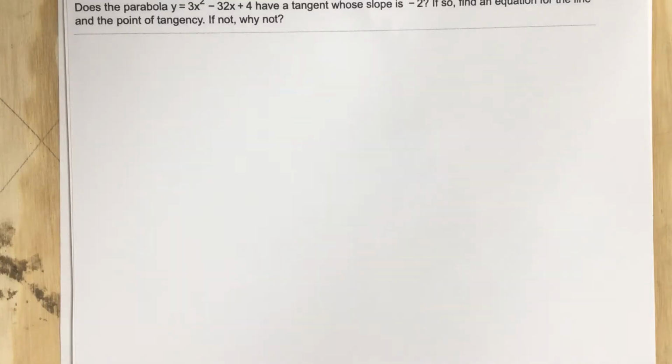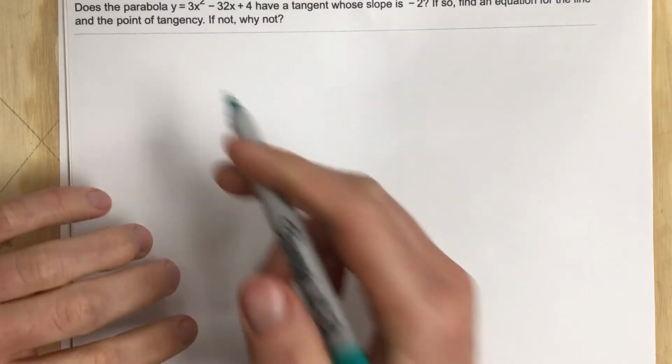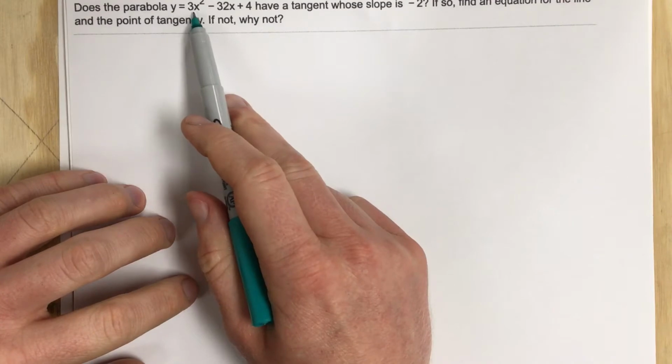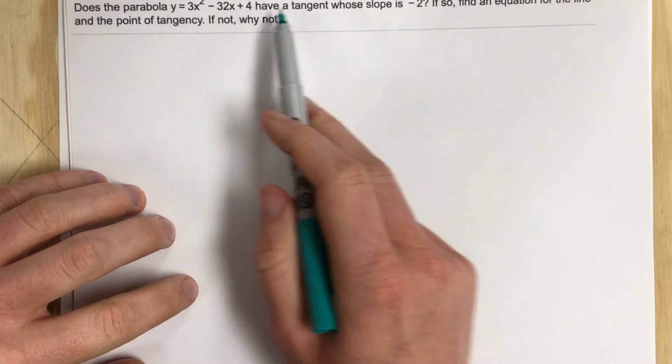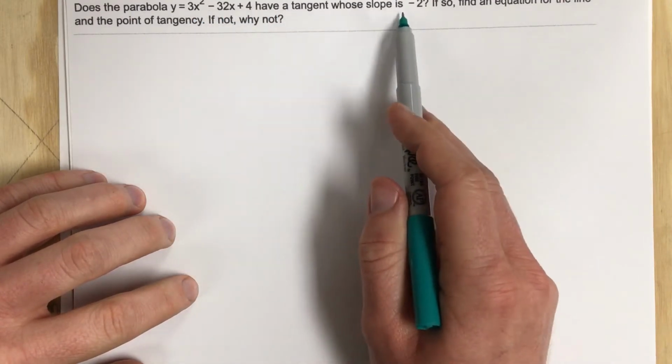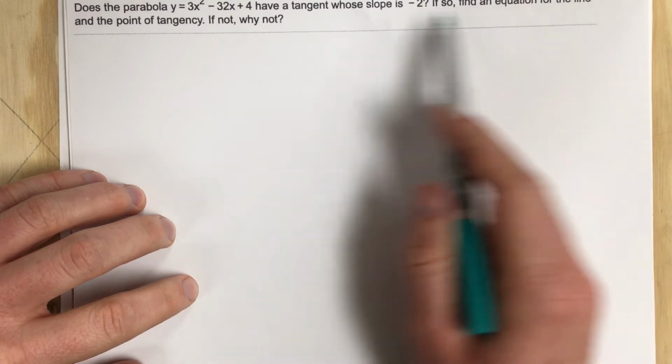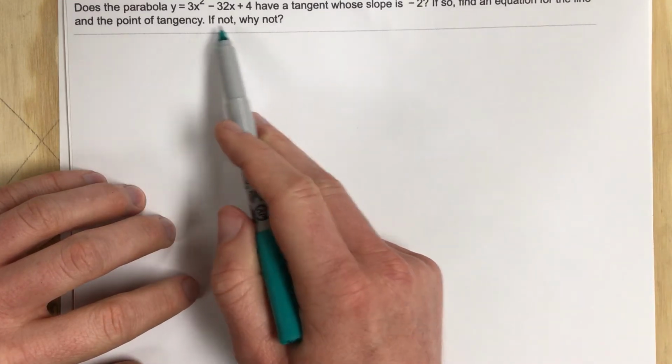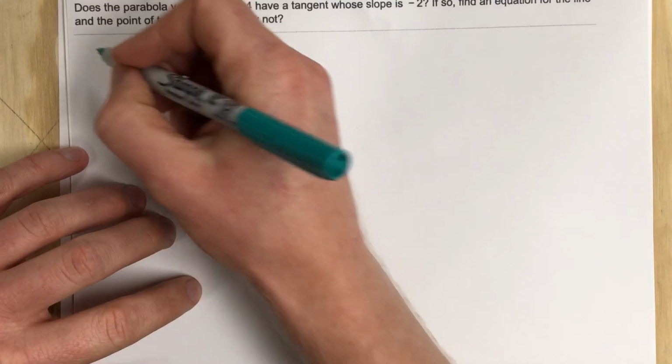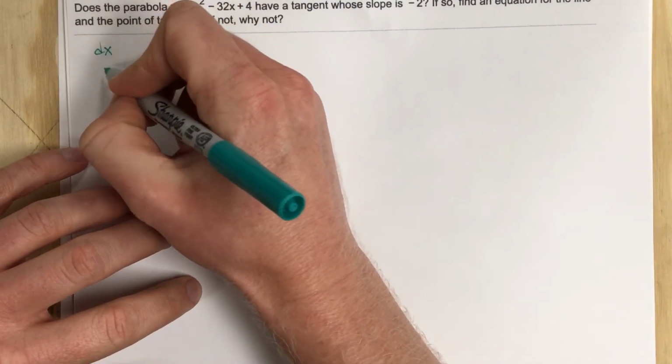This is problem number 10 from section 3.2. In this problem it says, does the parabola y equals 3x squared minus 32x plus 4 have a tangent whose slope is negative 2? If so, find an equation for the line and the point of tangency. If not, why not? First thing we do is find the derivative.